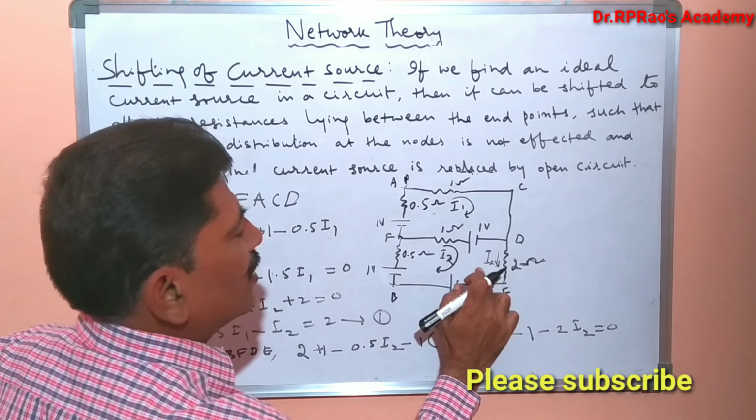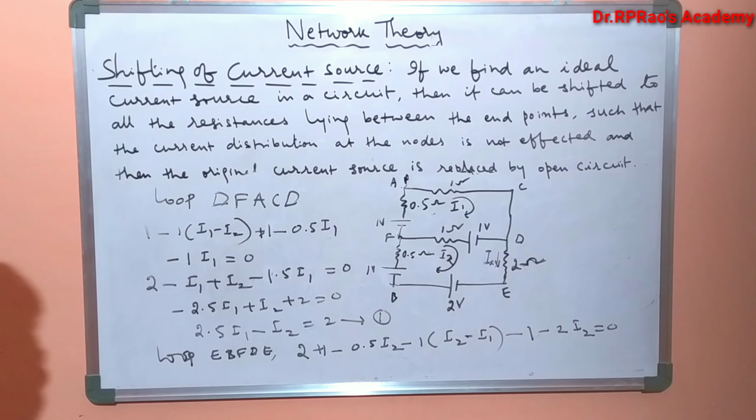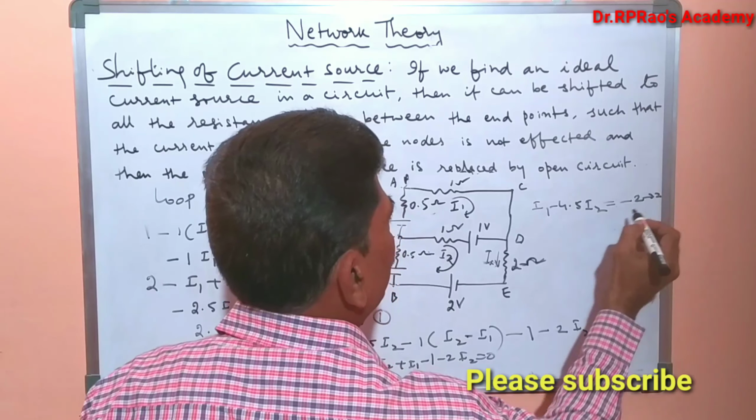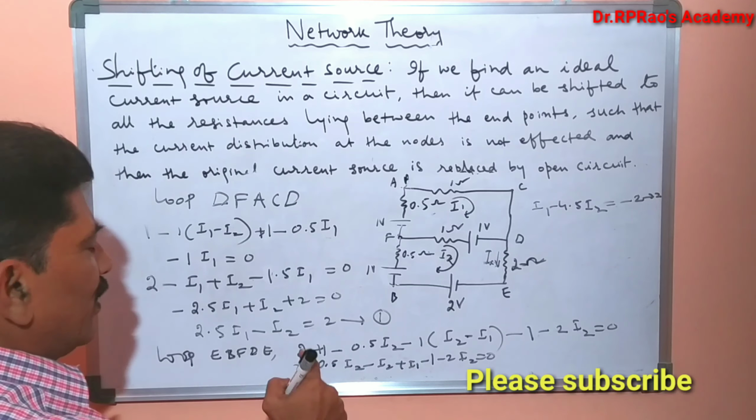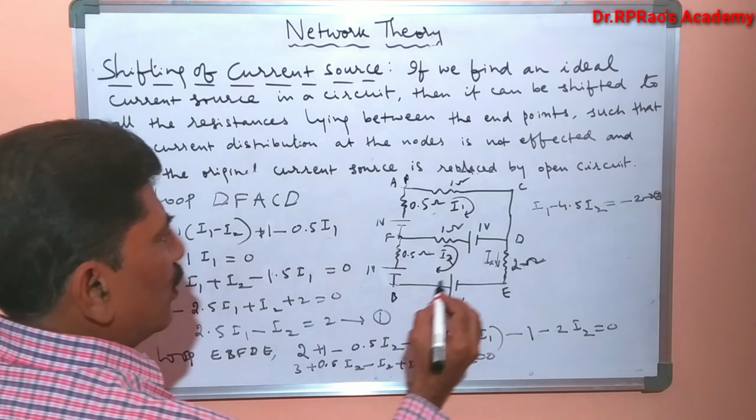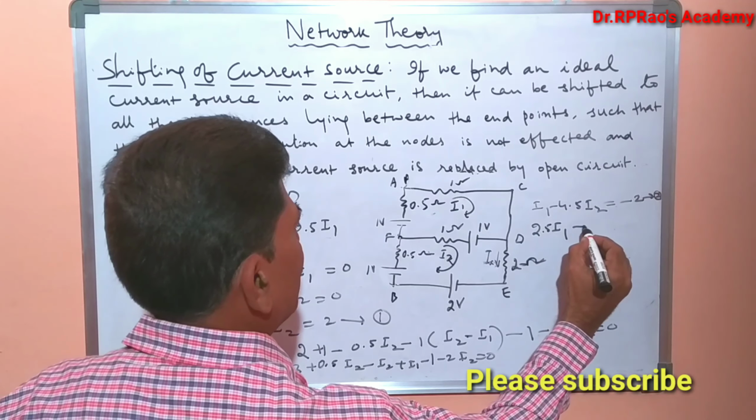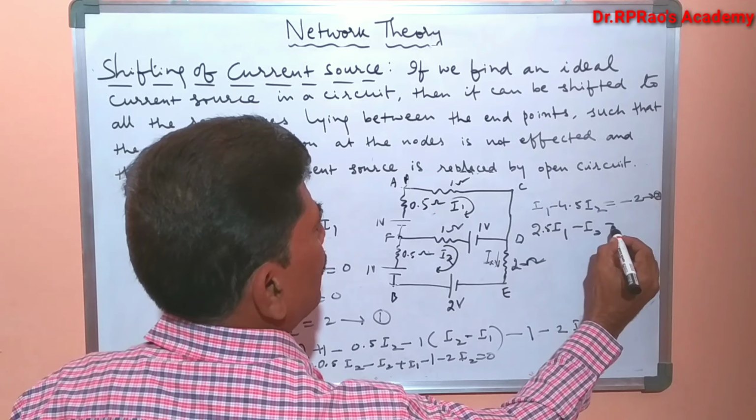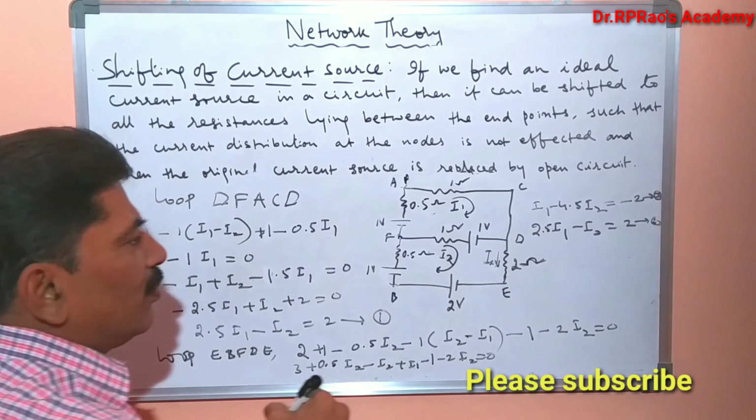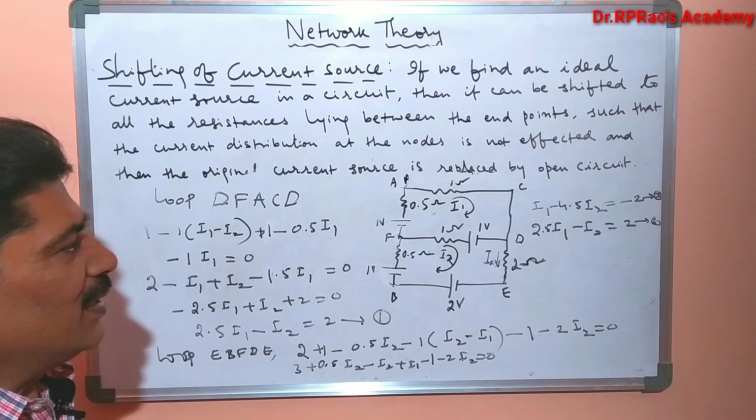This I2 is nothing but Ix only. If you get the value of I2, that is nothing but the value of Ix. So now let us simplify this. Equation number 2, and equation number 1 is 2.5 I1 minus I2 is equal to 2. Now by using Cramer's rule, these values can be calculated.